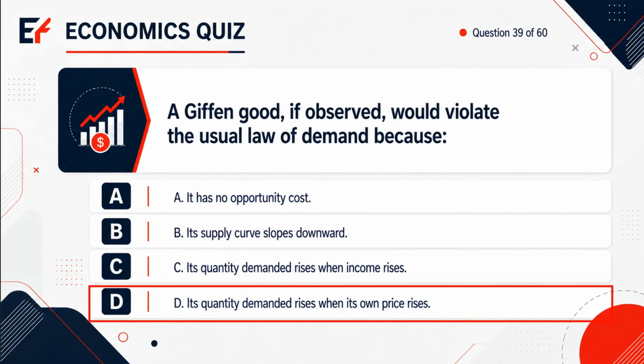Option A is wrong because all economic goods involve opportunity cost. Option B is about supply, not the demand behavior of a given good. Option C describes how demand responds to income, which relates to normal and inferior goods, not the key Giffen condition. Remember, a Giffen good is unusual because price and quantity demanded move in the same direction.